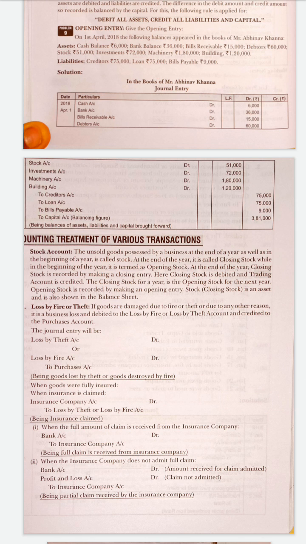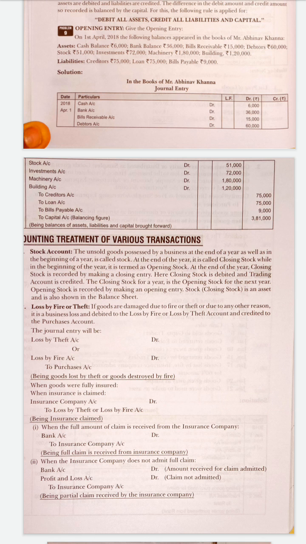So closing stock is an asset, and it is also shown in the balance sheet. In the financial statements, we will prepare the balance sheet and the trading account. In the trading account, the closing stock will appear on the credit side, and in the balance sheet also the closing stock will appear under the heading assets. We will study this deeply in the next chapters.